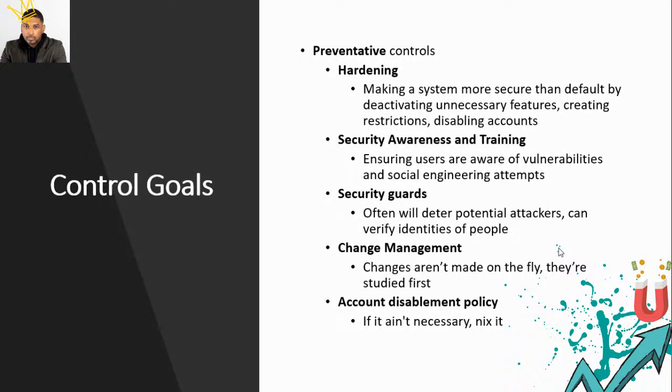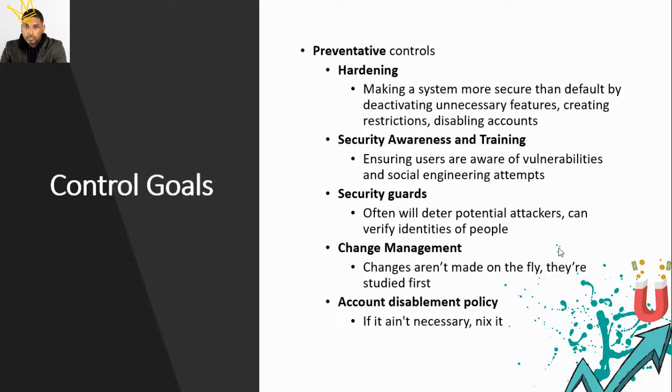Control goals. So preventative controls, hardening, application hardening, or system hardening, making a system more secure than default by deactivating unnecessary features, creating restrictions and disabling accounts. This is pretty huge here, because a lot of companies and organizations will have, say someone leaves a job or gets fired, and there's no time where the security administrators or the security operators for that organization will go in and disable their account. So oftentimes you'll have people who have left the organization under any circumstances, years ago, and they will still have access to that account, that organization's system. So this is just something that companies need to be extremely cognizant of, especially during this time where we're seeing increasing remote work and remote onboarding.